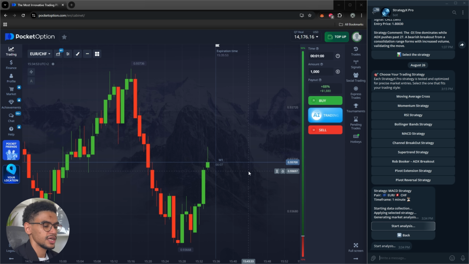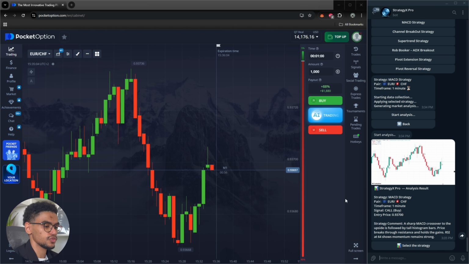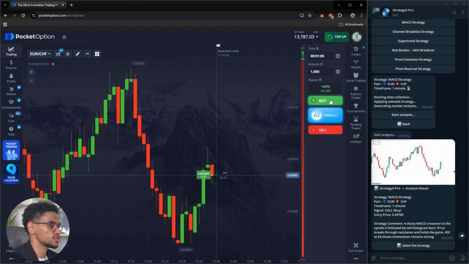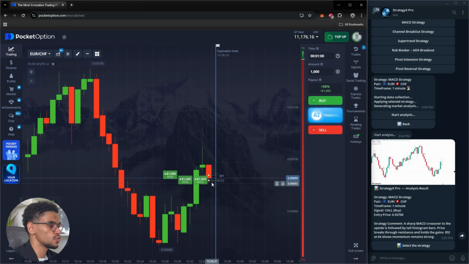Super simple trading strategy, super simple trading robot. You're already going to start mastering the strategy because the robot is going to give you a breakdown of a trade. So here we have a buy position, so we're going to place $1,000 here, wait for a second, place another 2,000 here on this trade, and let's look into the analysis. Strategy comment right here: a sharp MACD crossover to the upside is followed by tall histogram bars. Price breaks through resistance and holds the gains. RSI at 64 shows momentum remains strong.